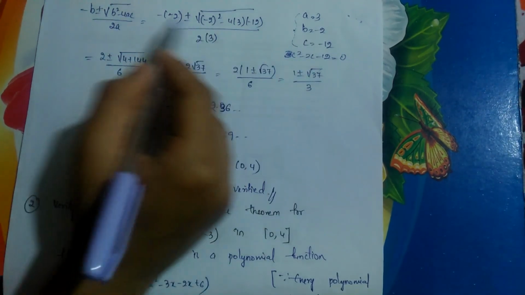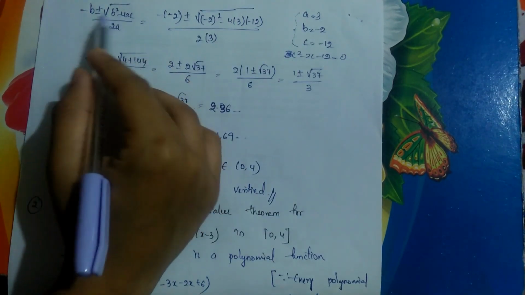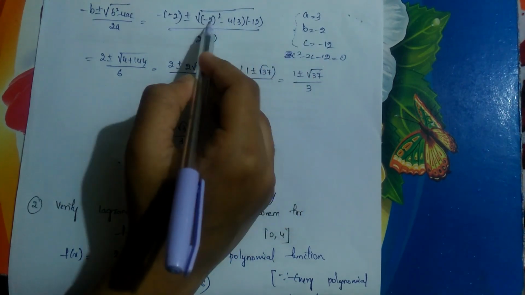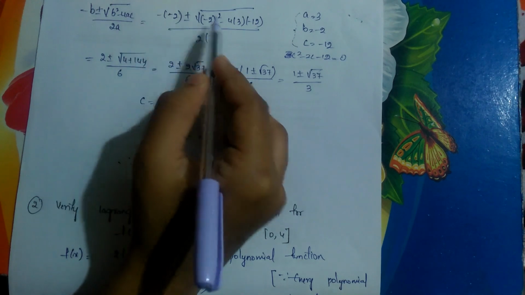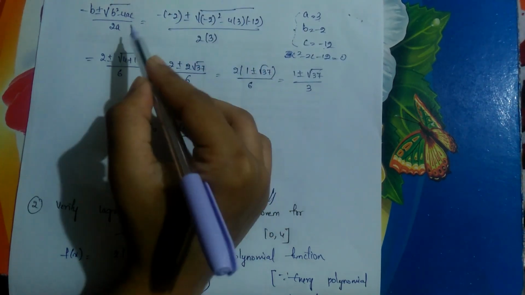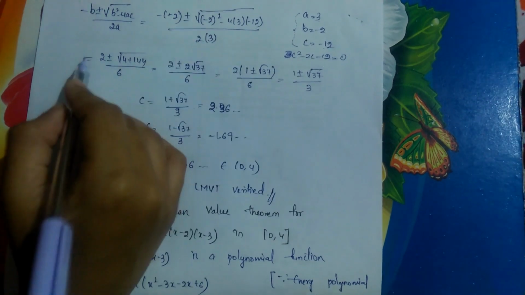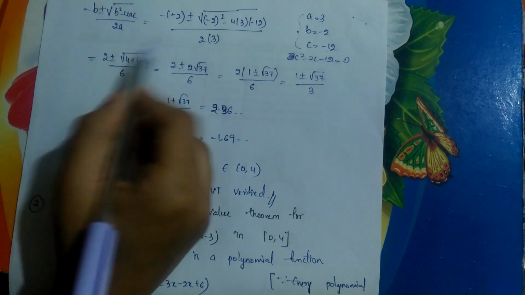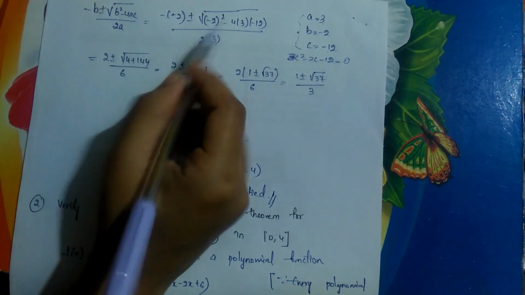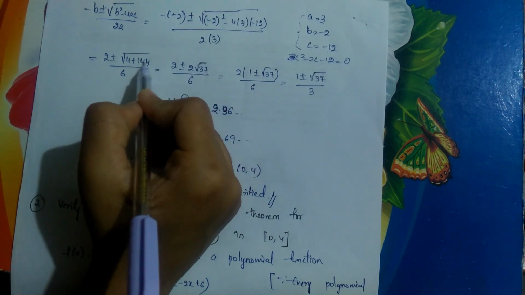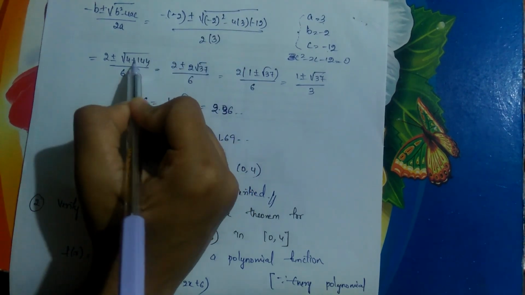So we substitute here, minus b, that is minus of b is minus 2, plus or minus root minus 2 whole square minus 4ac, that is minus 4 into 3 into minus 12, divided by 2 into a, that is 2 into 3. And here minus of minus 2 is plus 2 plus or minus under the root of minus 2 whole square is 4, and here 4 into 3 into 12, that is 144, and minus into minus is plus.